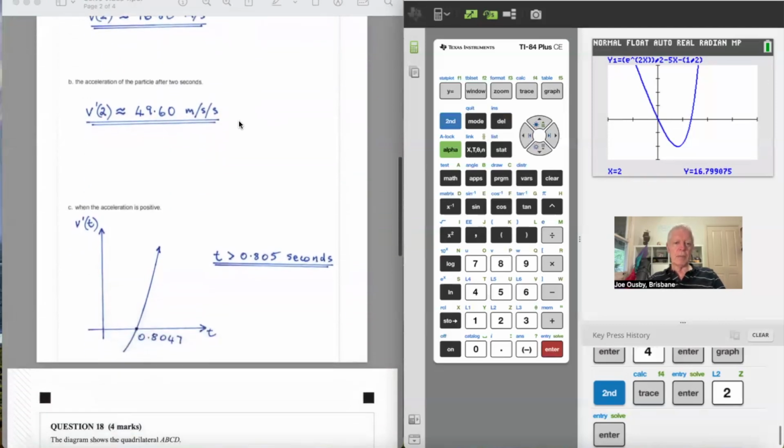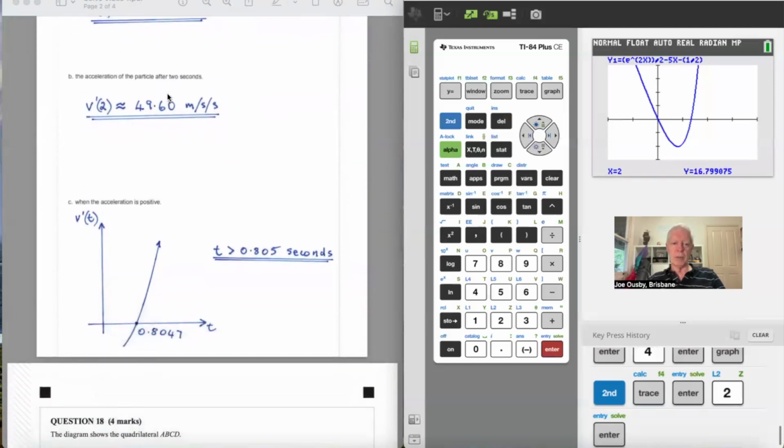Now, if we look at the second one, it says the acceleration of the particle. Many students are tempted to think they need to differentiate, but this is a tech active question, and their calculator will actually determine the value at a certain point. So it'll determine the gradient at a point. And so that's indeed what's appropriate in this situation.